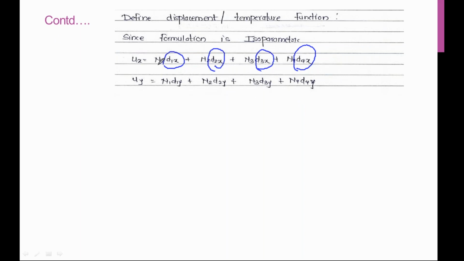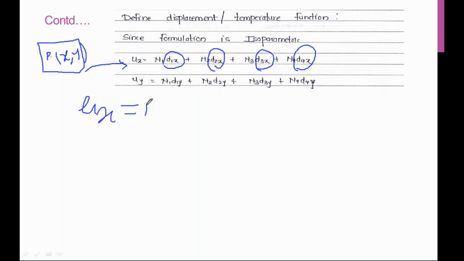And shape functions are the interpolation function, and I know the value of n1, n2, n3 and n4. So suppose I want the displacement of point P located inside the element and having the coordinates x and y, then I can write the displacement ux, that is displacement in the x direction, is equal to n1 into d1x plus n2 into d2x plus n3 d3x plus n4 d4x. And you can write a symbol like u of x.